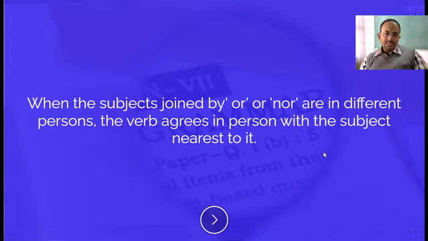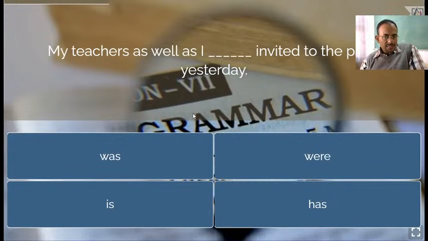So when the subjects joined by or, nor are in different persons, the verb agrees in person with the subject nearest to it. Means the verb will agree with the subject which is nearest to it. The subject nearest to the verb was I, therefore am should be the correct answer. Okay, next: my teachers as well as I dash invited to the party yesterday.